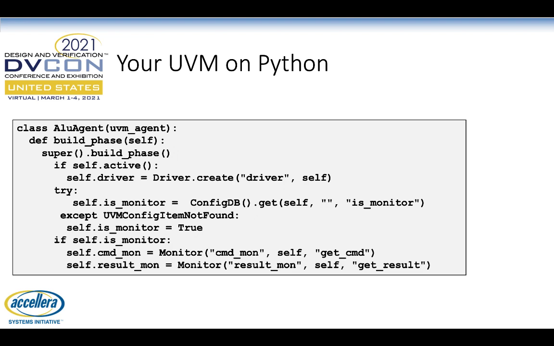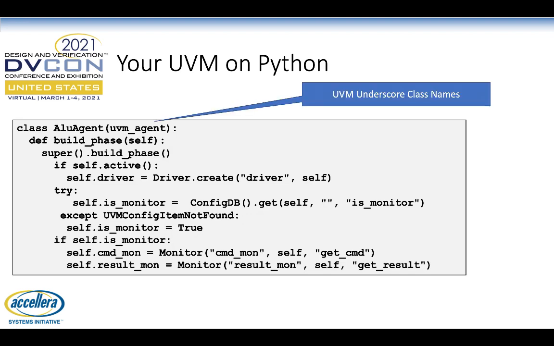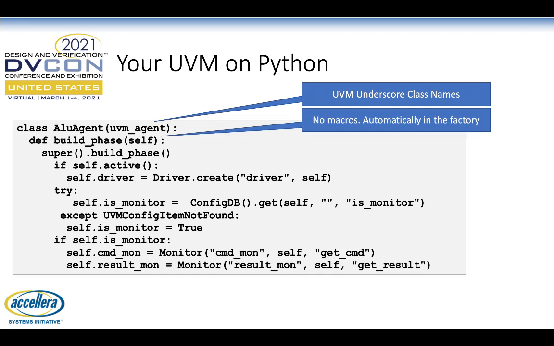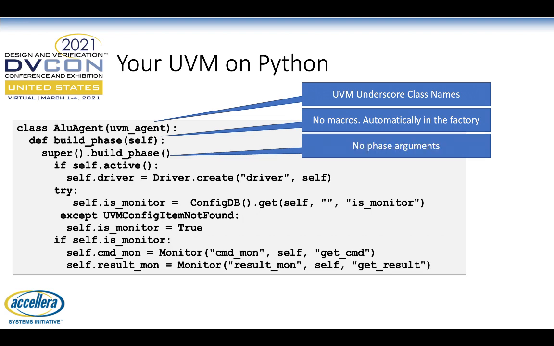If we look a little more closely at an ALU agent, we see some elements of Python with UVM. First thing, I've saved all the names from the spec. So uvm_agent is uvm_agent the way it is in SystemVerilog, not camel case like normally in Python. We don't have macros. So everything that extends uvm_void is in the factory, is registered. There's no phase arguments because I refactored the phasing system to be just the common phases. We'll talk about that later.